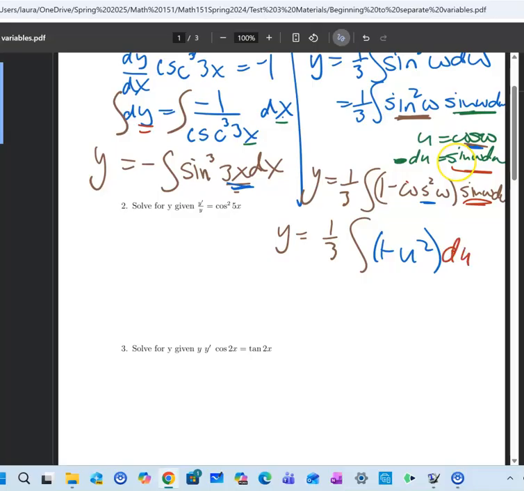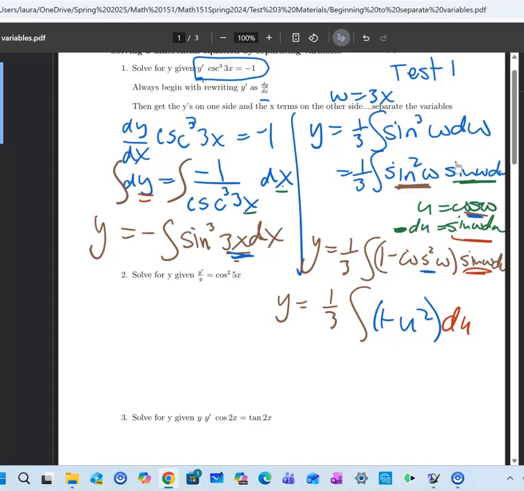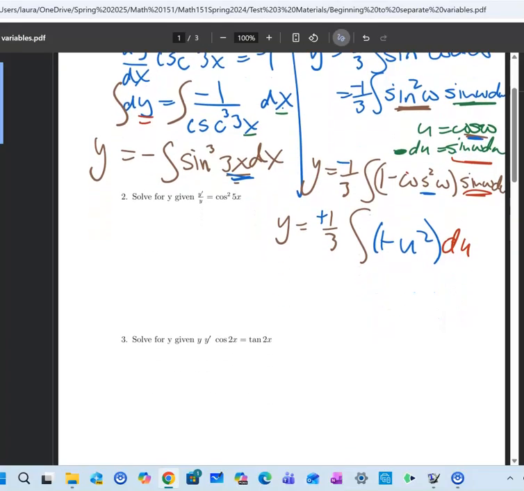So negative d. Oh, and look at that, I lost my negative sign. So there was a negative sign out here. There was a negative sign, negative sign. Now the two negative signs make a positive. Okay, now I'm going to take the antiderivative. So I get 1/3. So this is a 1 minus a u squared. Integral of 1 when you're in u land is u minus u cubed over 3.